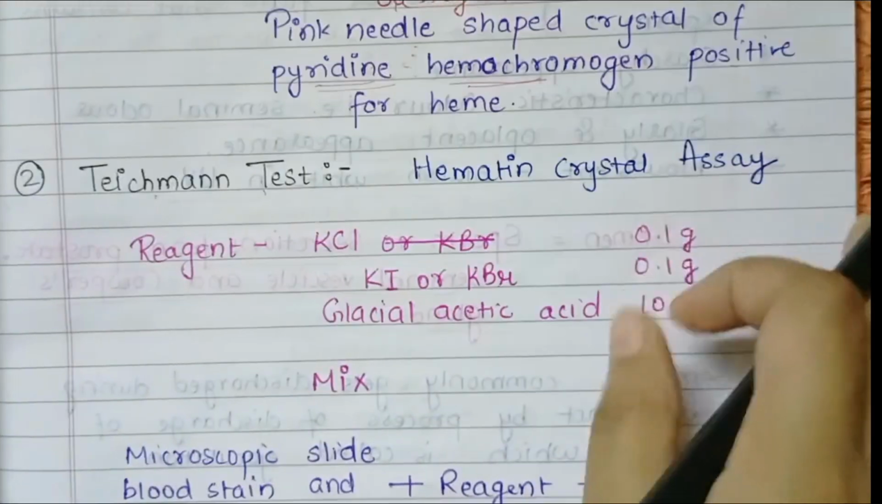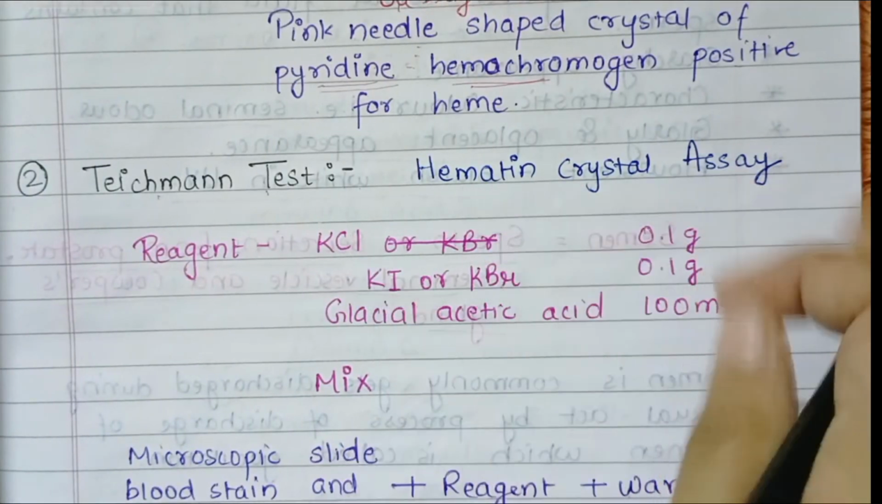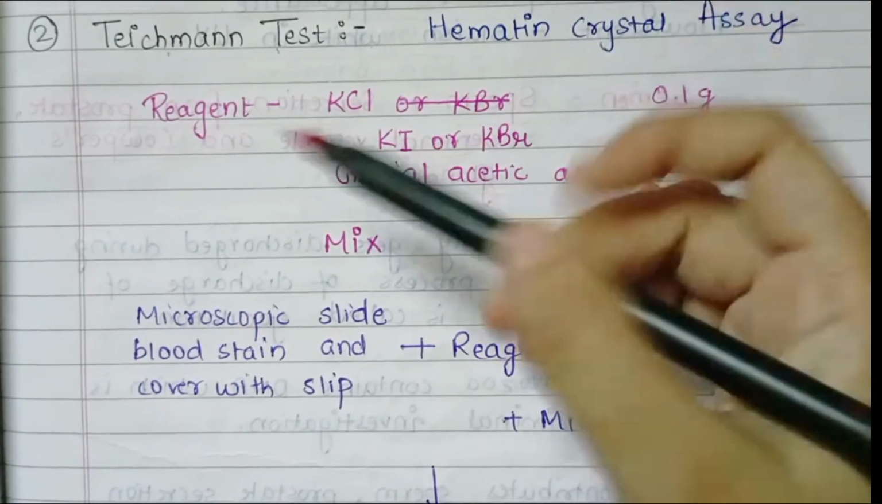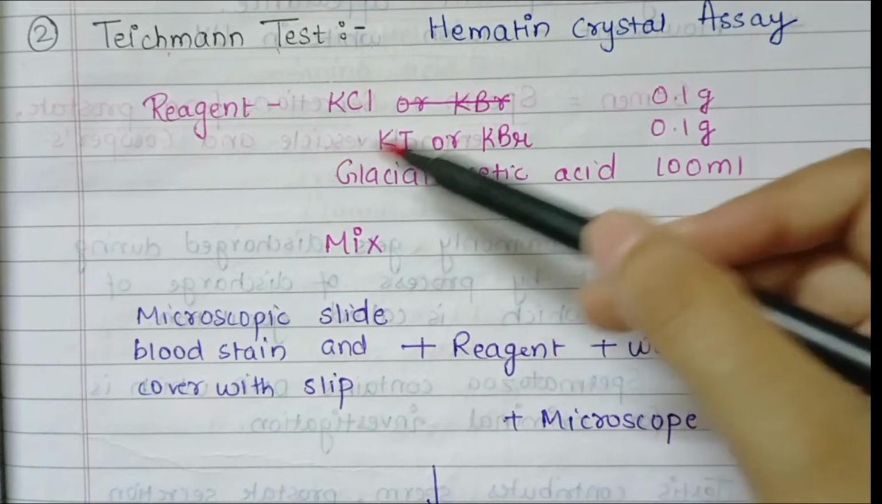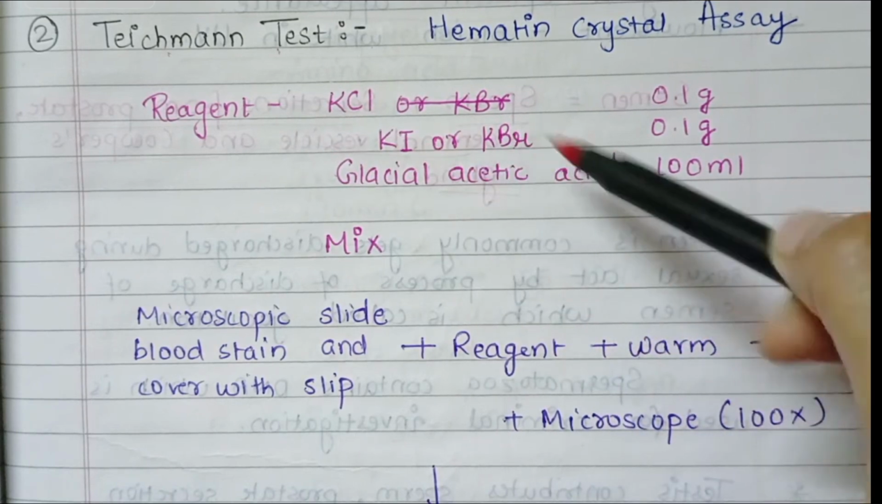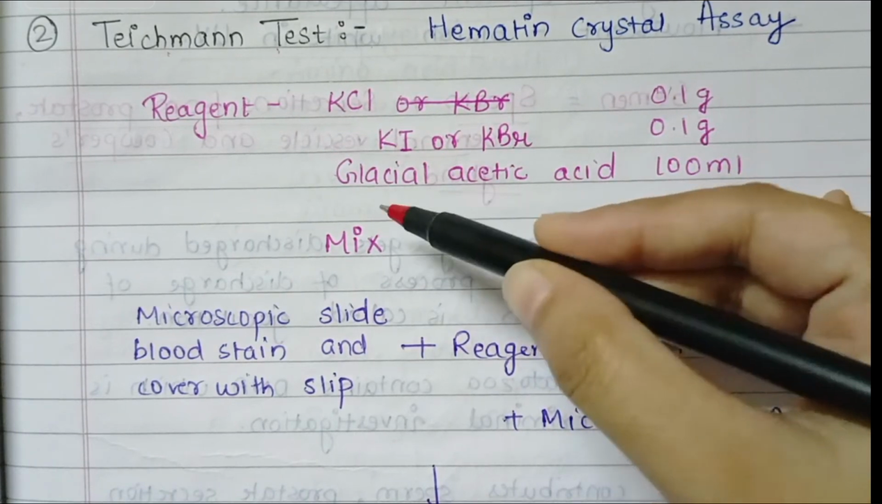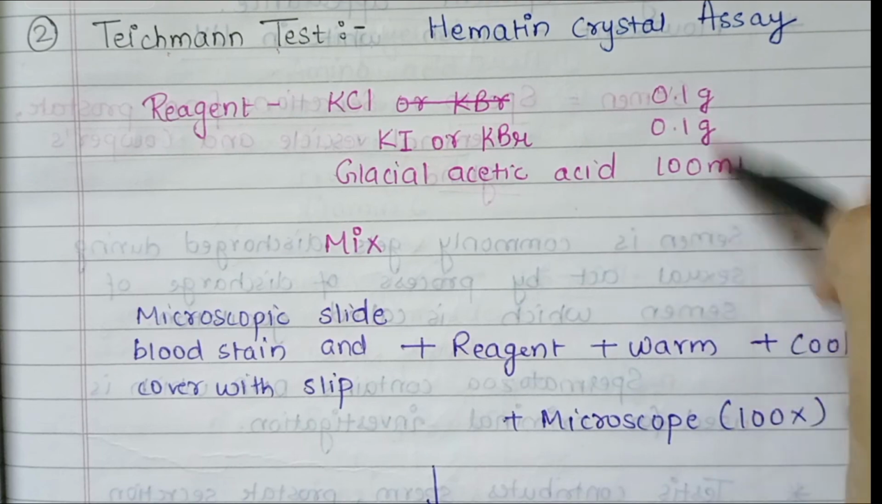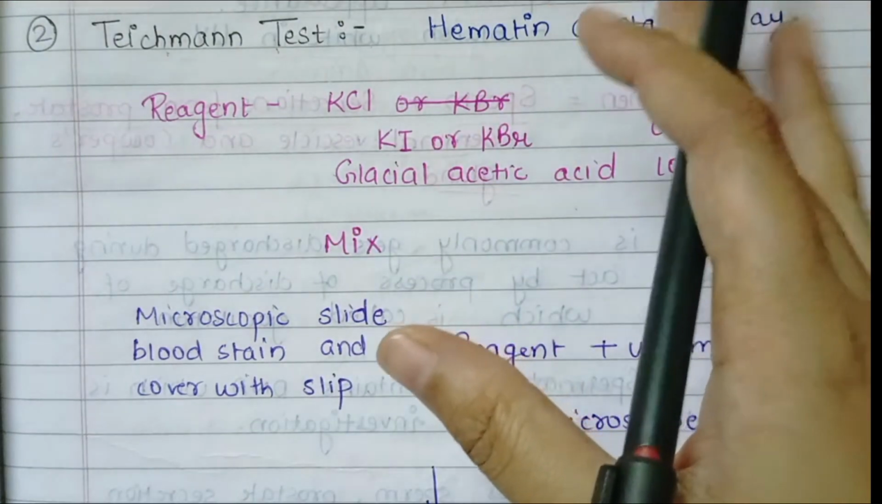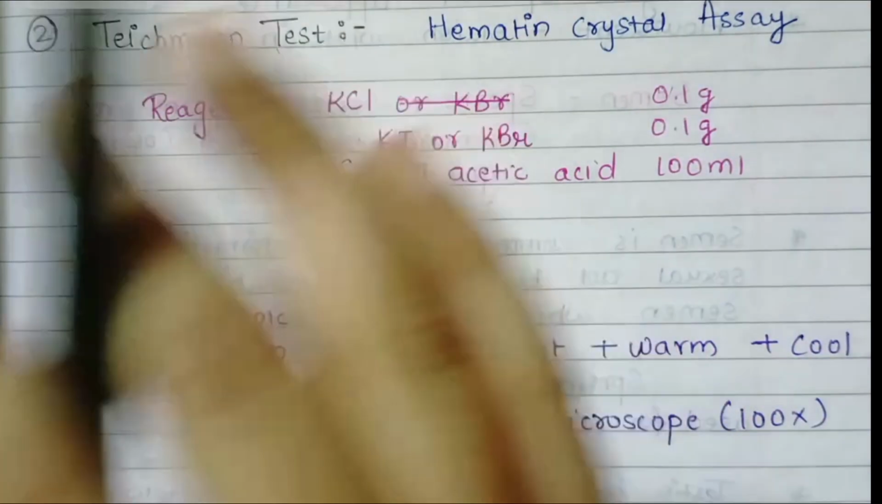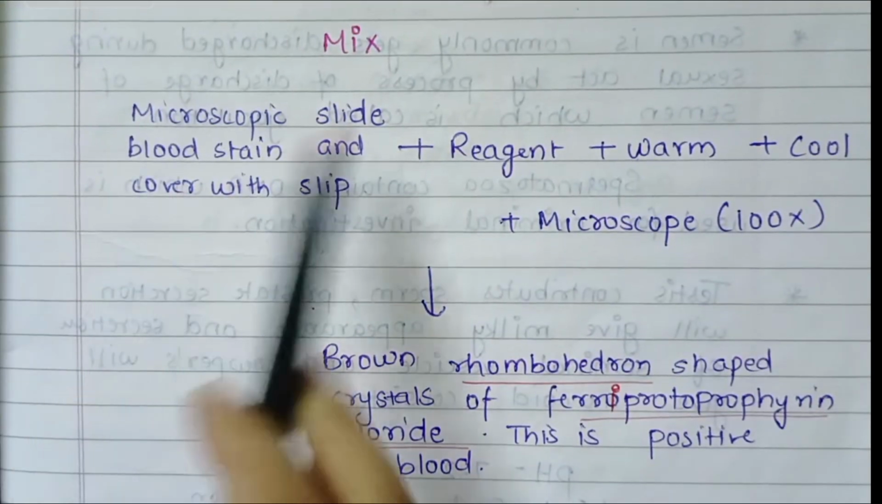Now the Teichmann test, also called the hemin crystal test or Hamilton crystal test. Reagents required for this test are KCl, KI or KBr, 0.1 gram, and glacial acetic acid, 100 ml. Mix them all together. We will follow the entirely same procedure in the Teichmann crystal test as well.